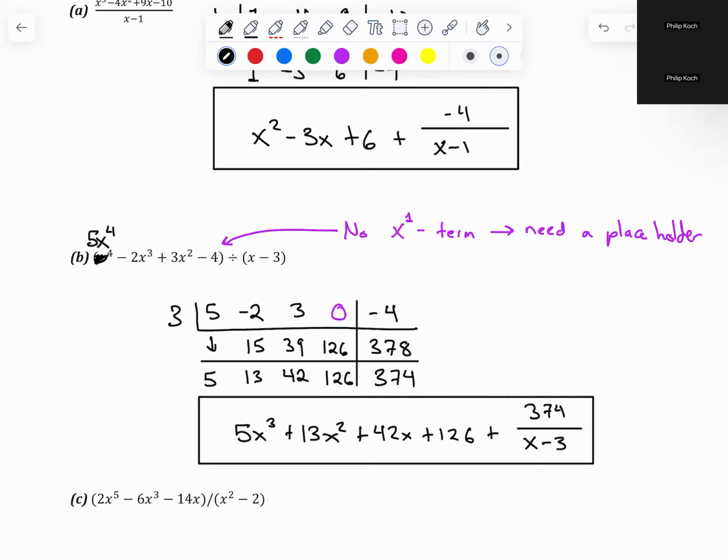And if you're really bored, multiply that entire expression by x minus 3 and make sure that you get back the original dividend, the 5x to the fourth minus 2x cubed plus 3x squared minus 4. And it should all work out.